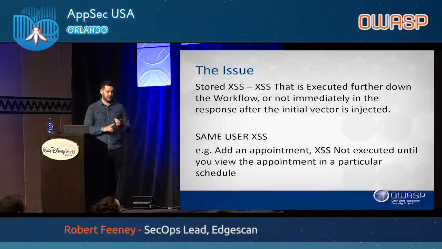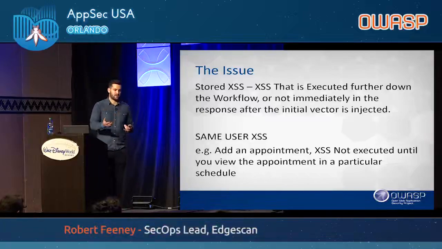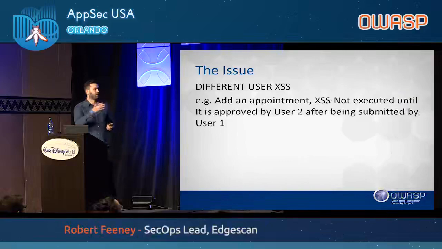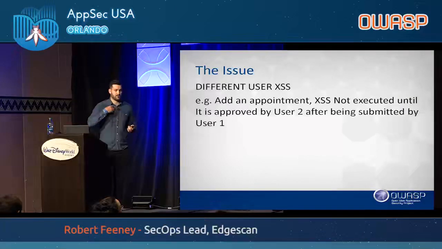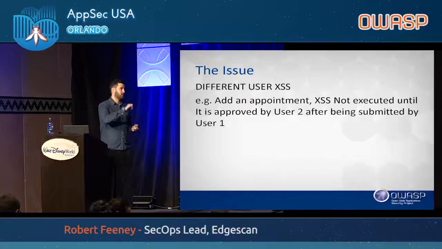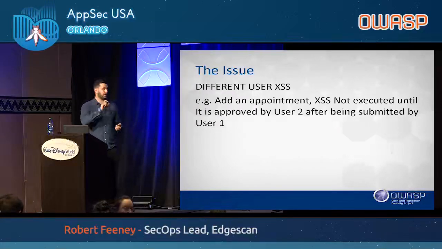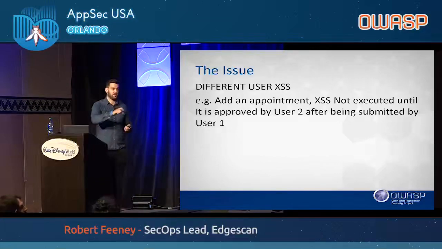So you've got same user cross-site scripting. If I'm logged in and I add an appointment and I inject some cross-site scripting vectors in, and then 10 steps later when I view that appointment, then it pops. And then you have different user XSS. So if I'm logged in as user 1 and I add an appointment and that doesn't pop until user 2 accepts or rejects that appointment, that it pops in their portal.